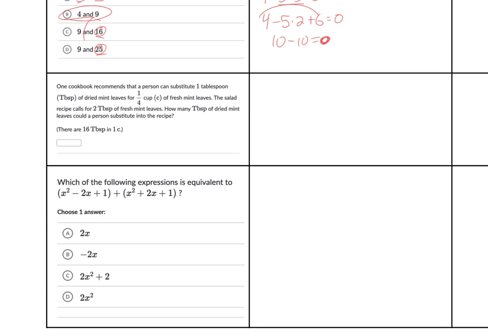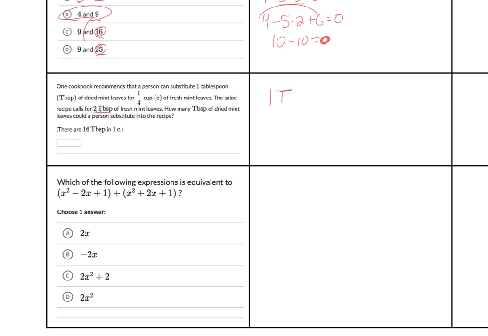Next problem, one cookbook recommends that a person can substitute 1 tablespoon of dried mint leaves for 1/4 cup of fresh mint leaves. The salad recipe calls for 2 tablespoons of fresh mint leaves. How many tablespoons of dried mint leaves could a person substitute into the recipe?